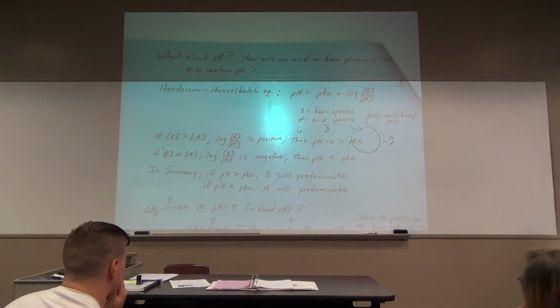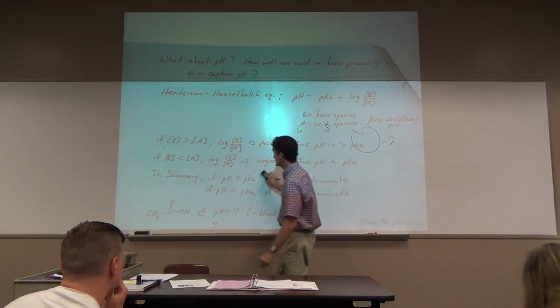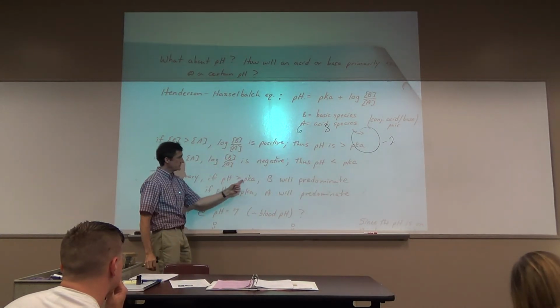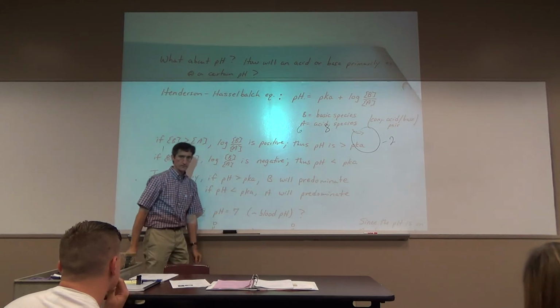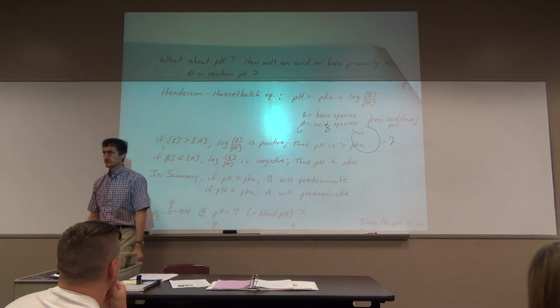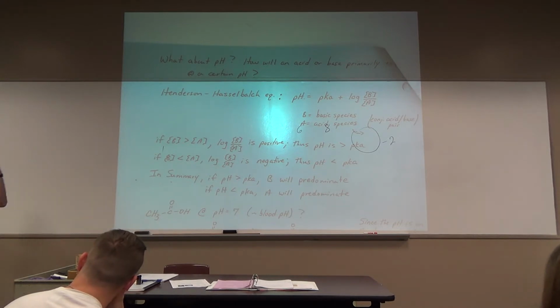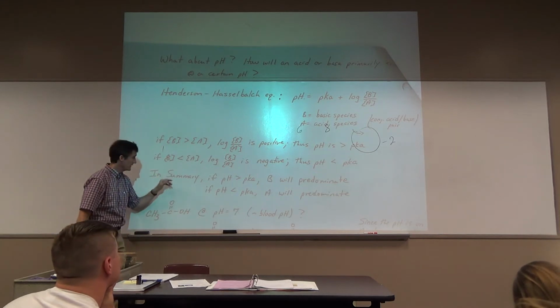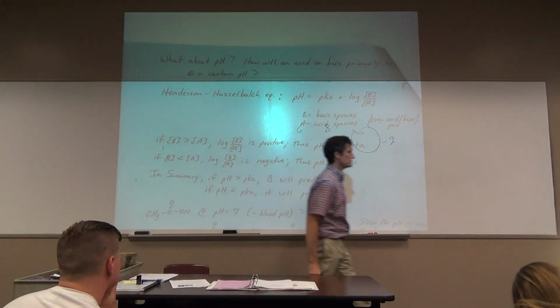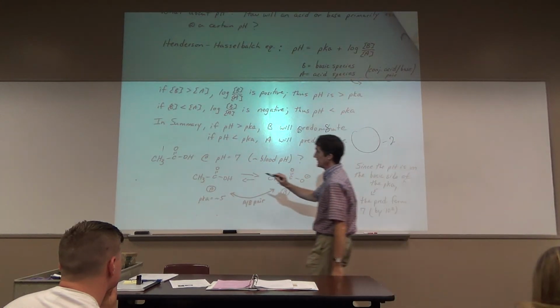But in summary, here's the take home message. You ready for it? If pH is greater than pKa, B will predominate. If pH is less than pKa, A will predominate. Please go through the math, take the time, okay? I can't sit here and do it because it's all these numbers and it's confusing unless you sit down and really want to understand it. There's your summary. Now let's do some examples. Here's acetic acid again.